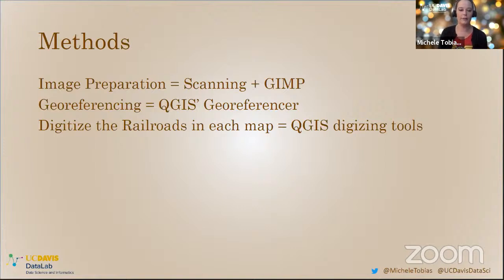The first step in all of this was image preparation, so we were scanning maps and then pre-processing them in GIMP. After that, a lot of the maps needed to be georeferenced so that they could be put into a GIS and overlaid with other data. And finally, we're digitizing the railroad route from those georeferenced maps. All of that was done in QGIS, using standard QGIS tools: the georeferencer and then the digitizing tools.